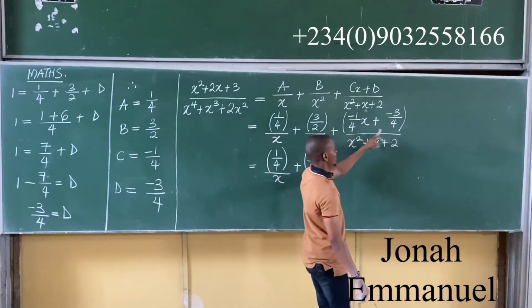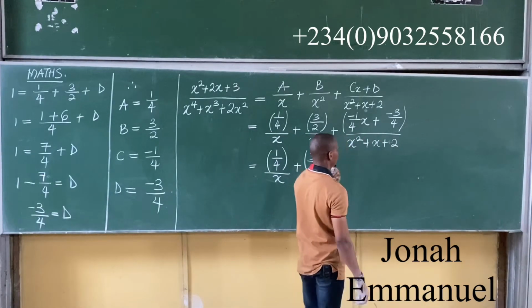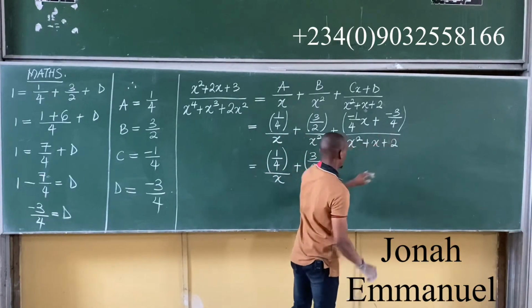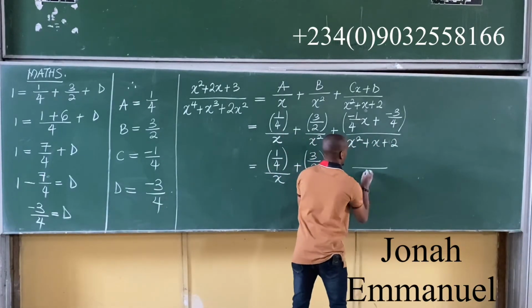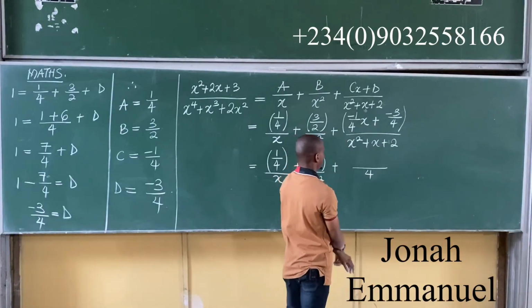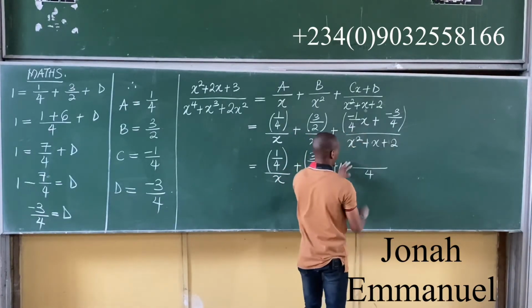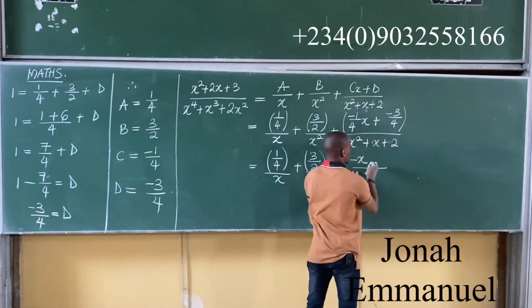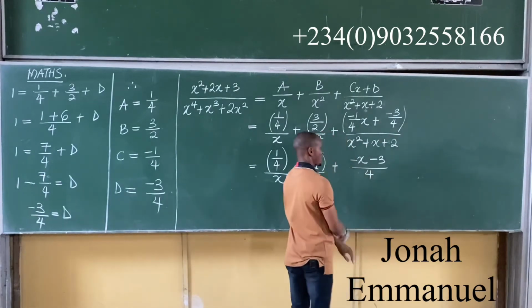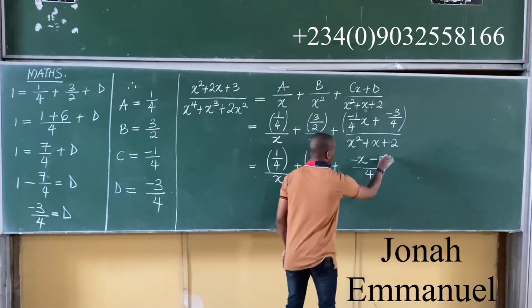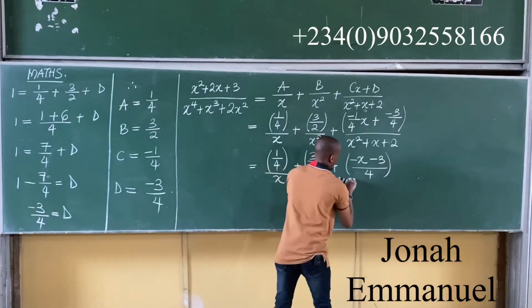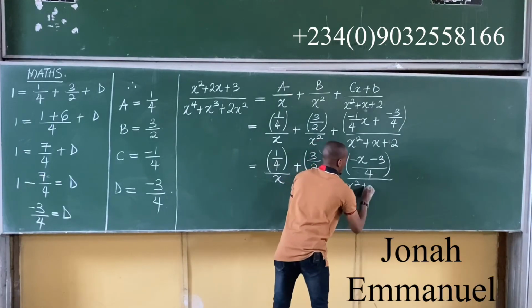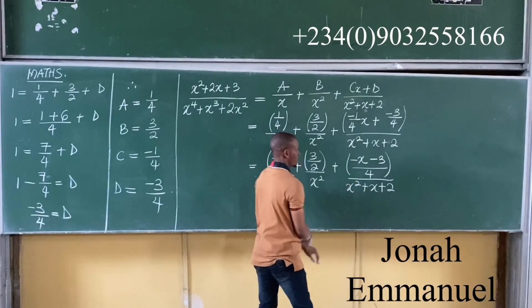These two are having the same denominator. Now, hold on. First things first, same denominator, so it will be all over 4. So what next? Minus 1 times x gives you minus x, plus minus 3 gives you minus 3. So I have this one here. So I'm having this all over x squared plus x plus 2.